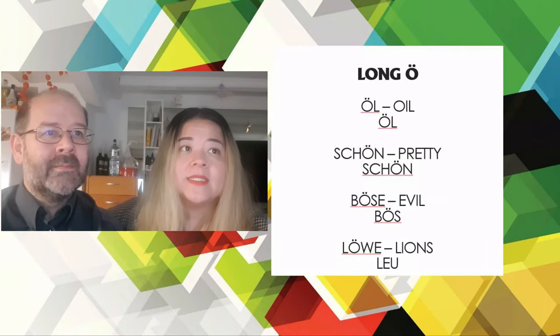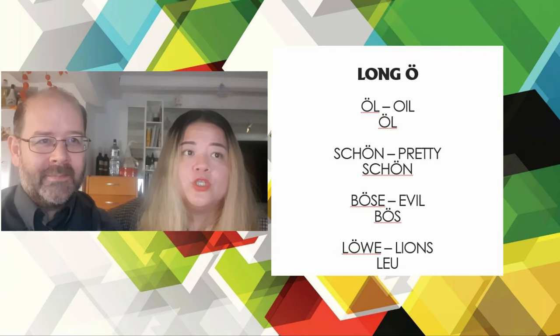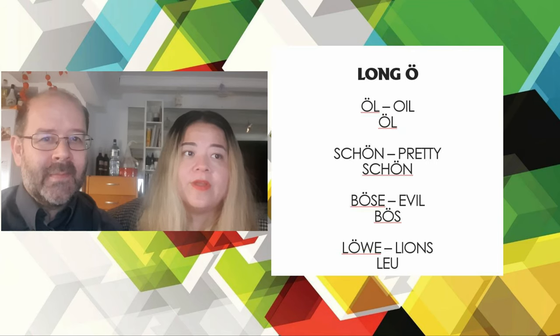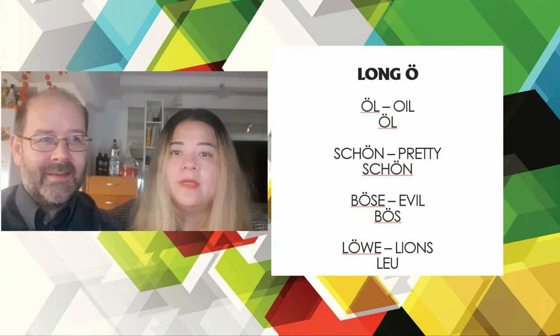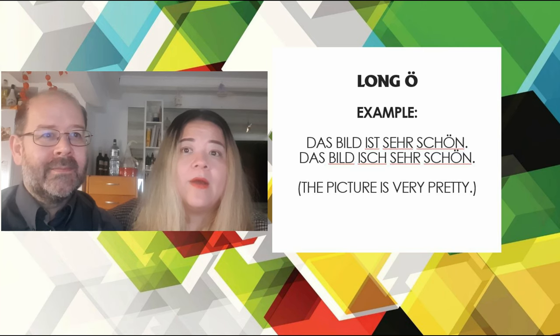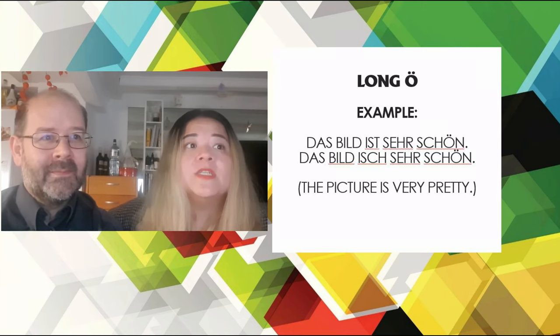Okay, now it's the long Ö. Öl. Schön. Böse. Löwe. And then now we come to the example. Das Bild ist sehr schön.